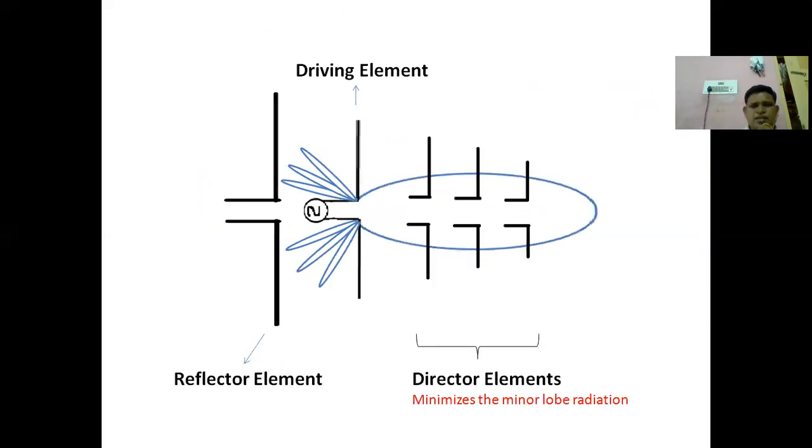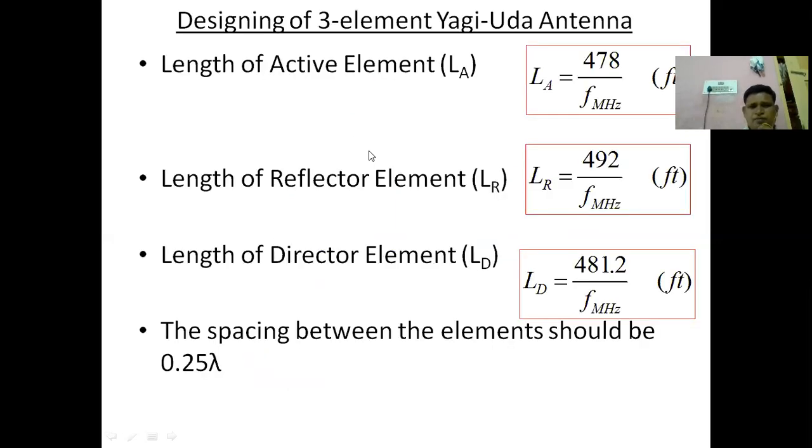Similarly, the length of the reflector element is also decided this way. See, this is the reflector element, this is the driving element. They are not uniform. Here, the length of the reflector is more compared to the driving element, and compared to the director, the length of the driving element is more. See, it is forming like a triangle. This is the shape of the Yagi-Uda antenna. Similarly, the length of the reflector element is 492 divided by frequency in megahertz.